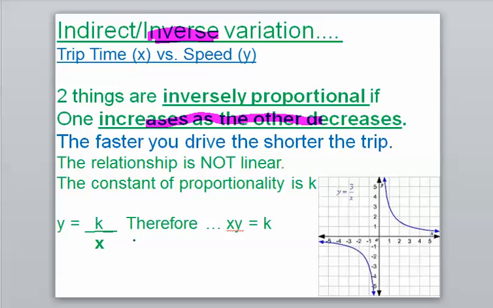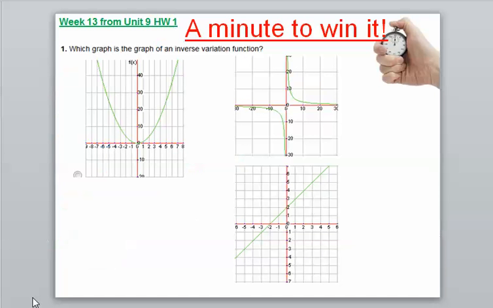So what you do in this situation is you say y equals k divided by x. That would be the equation we'll use here. Okay? So let's try a couple of these. Which one of these is a direct variation? Direct variations are linear. That means it's this one down here, direct. It's a straight line.